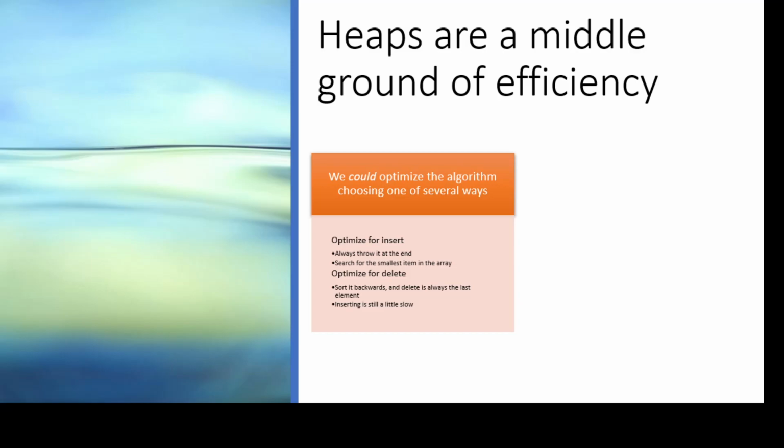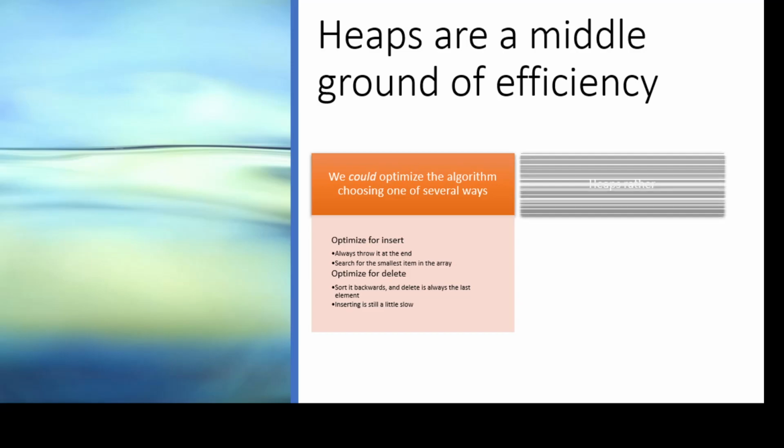I could optimize it for deleting, where essentially every time I insert, I sort it so that way the item I delete is always at the back end of the list. So the delete is instantaneous. Boom, take it off the back. But then inserting becomes slow because I have to end up moving everything around and sorting every time. And we'll talk about sorting algorithms more in detail as it comes up.